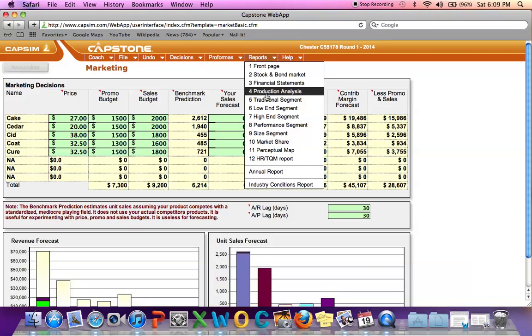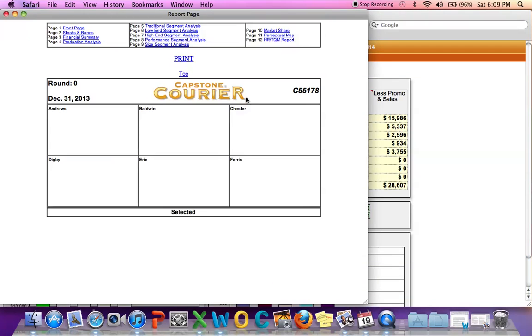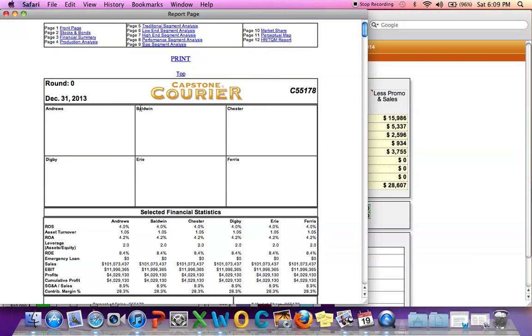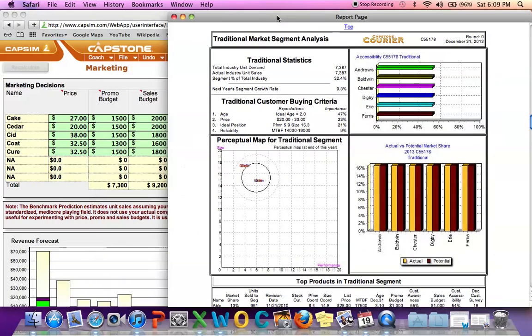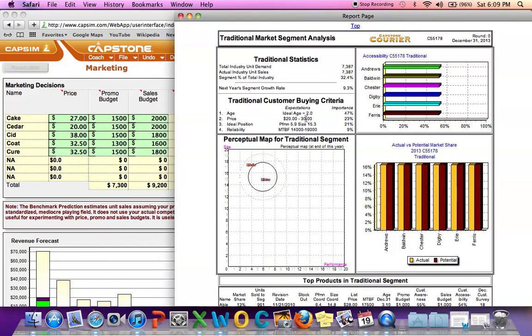He's a traditional product. So go to reports, traditional segment. And with the traditional, they're wanting that old tried and true product. And price is pretty important. They want something that's rather cheap. It's of 23% importance. It's number 2 on their buying criteria. So we want to try to stay within that range and the lower part of the range on that $20 to $30.